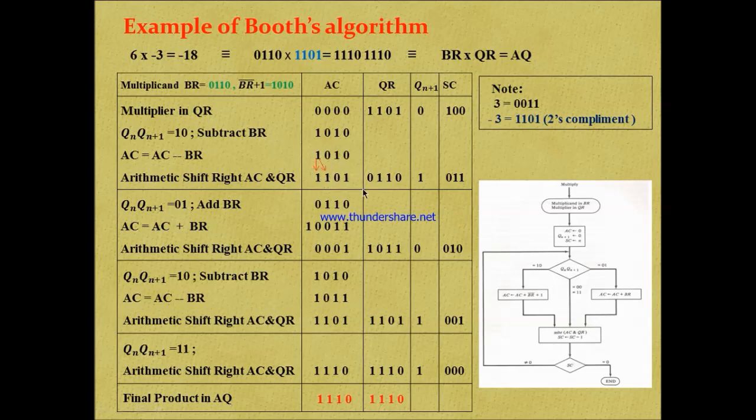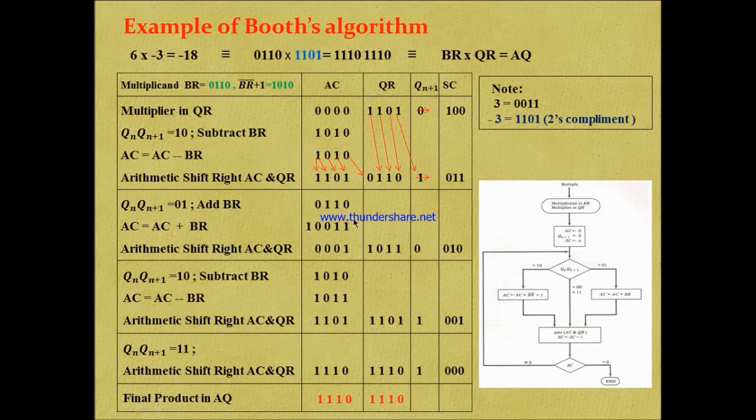After addition we will get this, and now we have to shift all. We will use the arithmetic shift operation in this way, and we shift all the values, and the last bit, that means Qn plus 1, should be discarded. Then the SC will be decremented by 1. Now again we check Qn and Qn plus 1. Now it is 0 1. If it is 0 1, we go for addition, which means we have to add the BR.